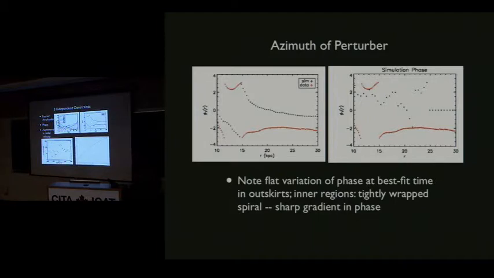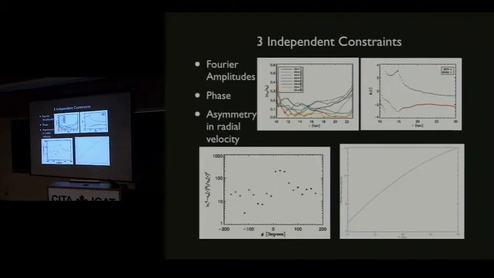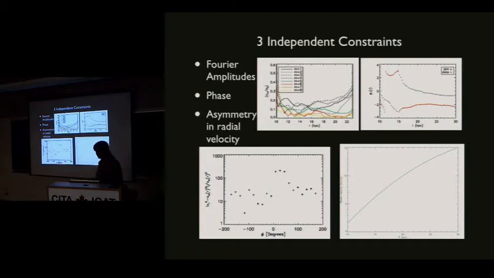Okay, so I've put these three things together. The three constraints: the Fourier amplitudes, the phase, and another one, which is an asymmetry in the radial velocity. I'll explain the third one in a moment. This is the observed quantity here. You see the radial velocity is increasing outwards. This is what you would infer from the observation, such that you don't have a discontinuity in these wedges on either side of L of 0 and 180.